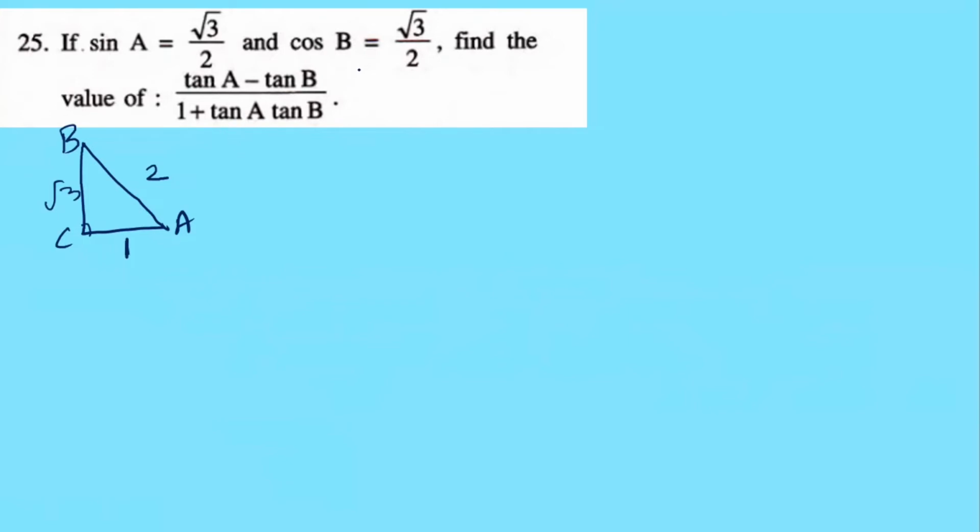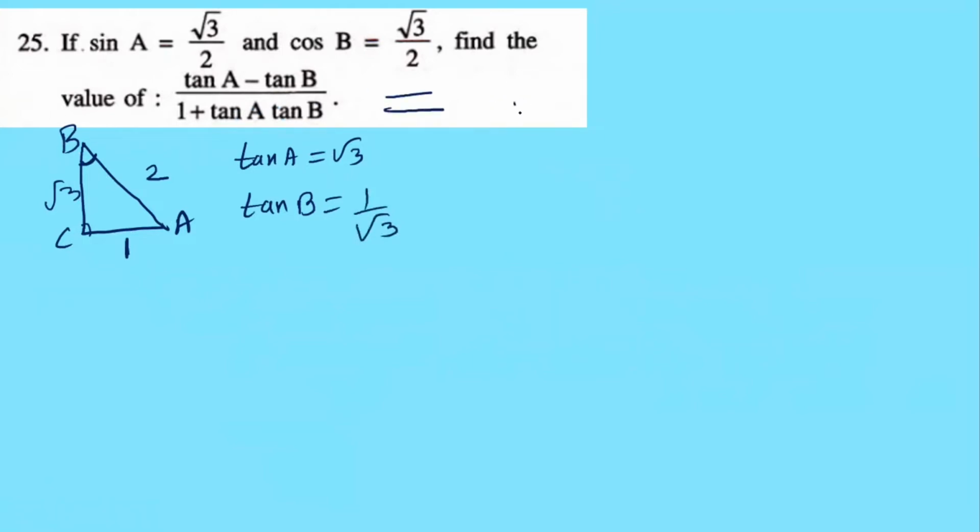So we have now cos B is given to you. Tan A is sin A upon cos A. So tan A is opposite by adjacent, which is root 3 upon 1, that is root 3. And tan B is equal to opposite is 1 and adjacent is root 3, so it is 1 upon root 3. So let us put the values in the given equation.